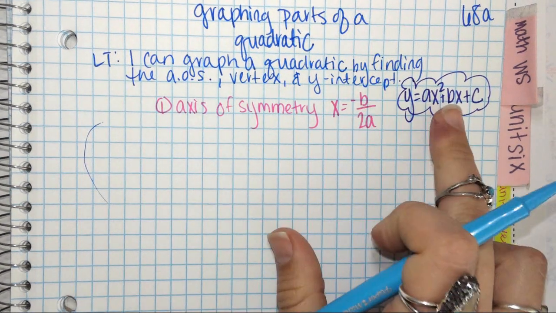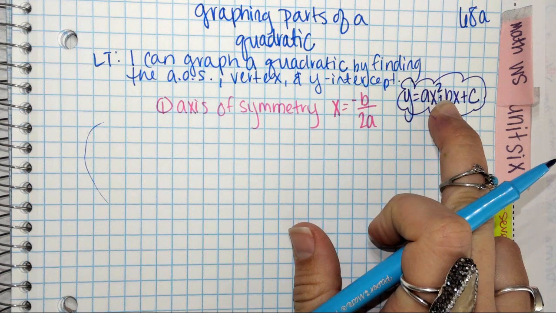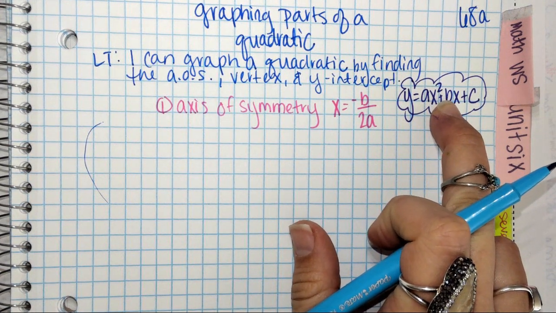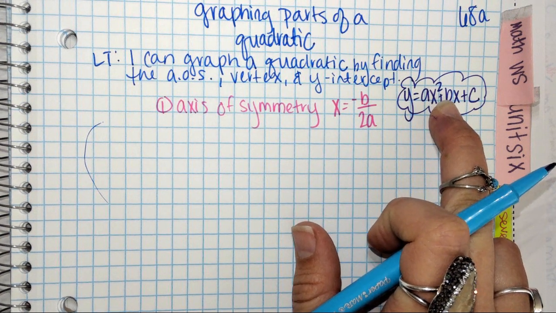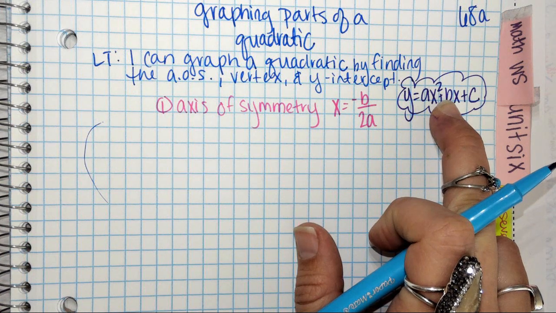So the opposite of B means whatever this number is, you take the opposite of it. Like if it was 6, what's the opposite of 6? Negative 6. If it's negative 5, what's the opposite of negative 5? Positive 5.